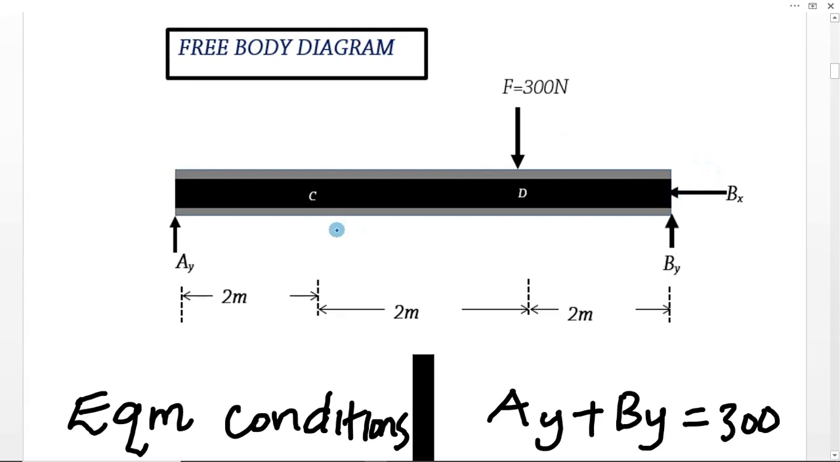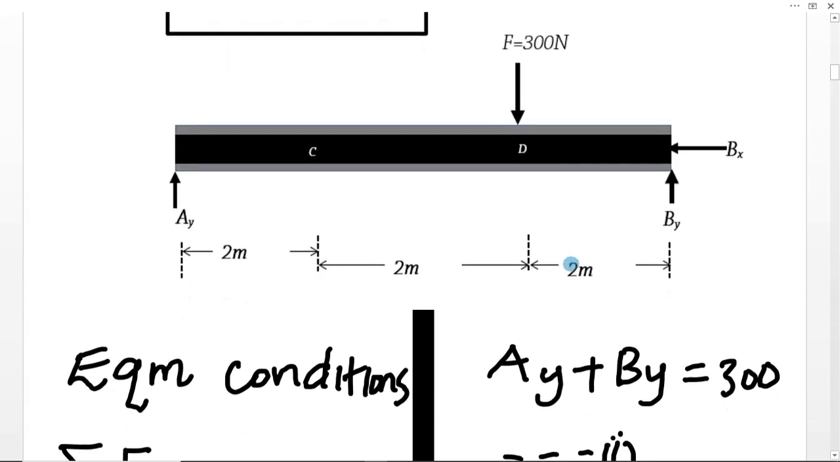So for the external forces, since we have a roller support here, it will have only one reaction, vertically upwards. Where we have a pin jointed support, we will have two reactions, one in the X direction and another one in the Y direction. Then we have the point load F of 300 newtons at 2 meters from support B.